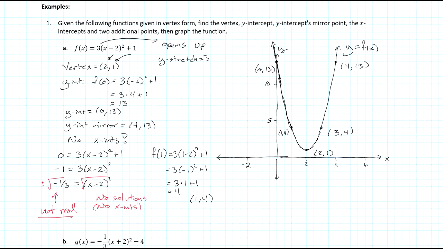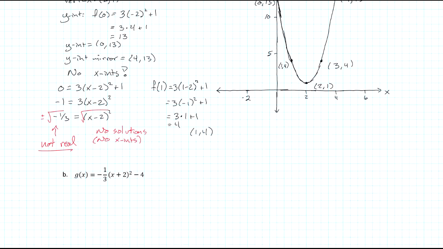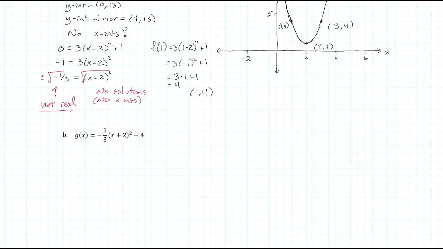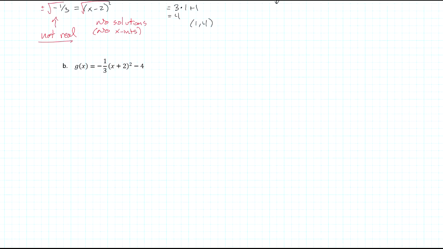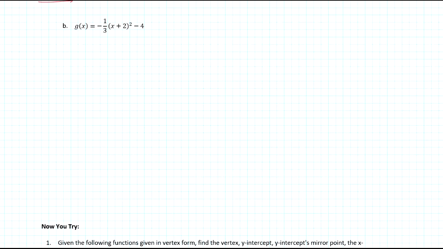And we're going to do that one more time with a different function, to get a little bit more practice from this explanation here. Part B, we have g of x equals negative 1/3 times x plus 2 squared minus 4. So we'll start with the vertex. The vertex is negative 2, negative 4. Right? It's the opposite sign for that inside, for the x. The x is shifting left 2. The y stretch equals negative 1/3, so this is opening downward.